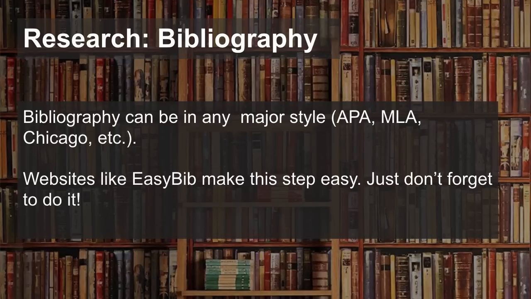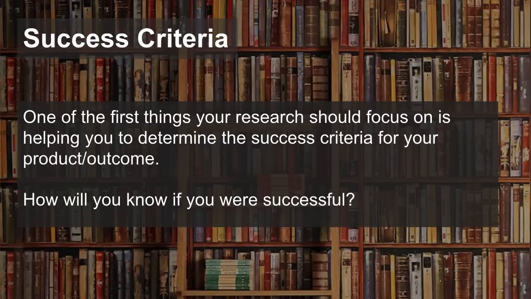Okay, so that's the research section. Moving on to success criteria. Now this can be tricky for students because you're not really used to developing your own success criteria. Teachers are typically telling you what the success criteria are, and then you're sort of aiming for that. So now with your personal project, you get to decide how will you know if you're successful.